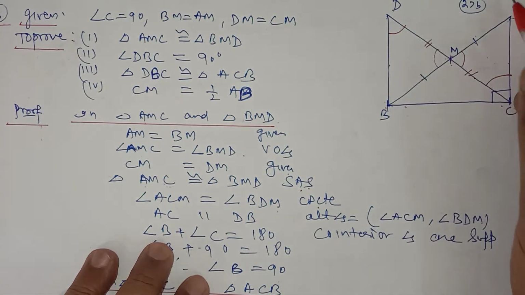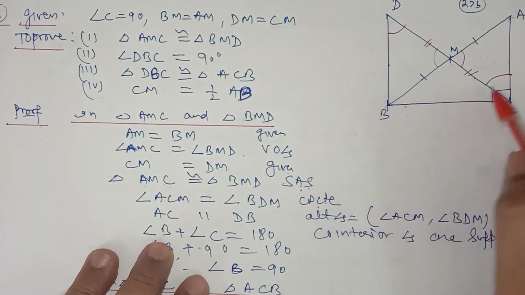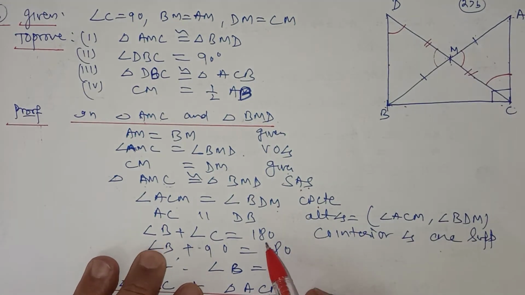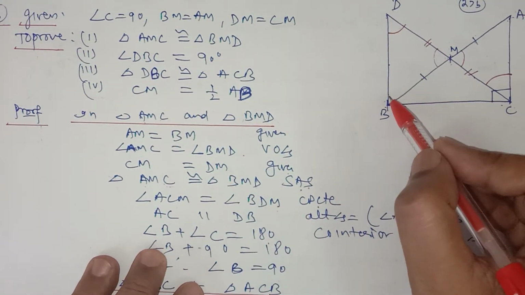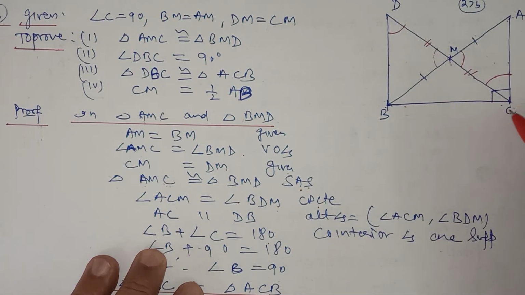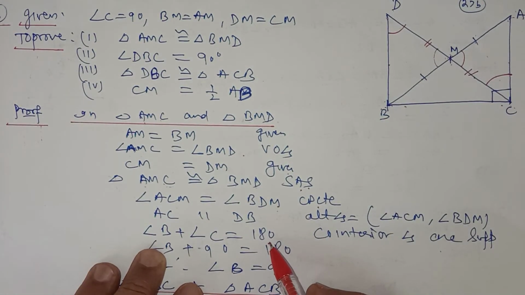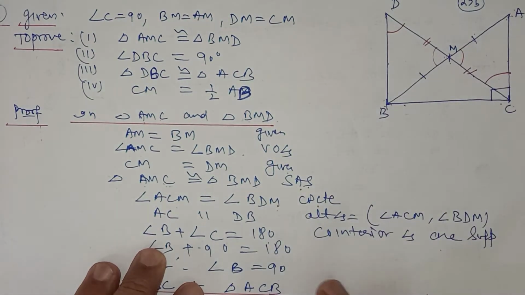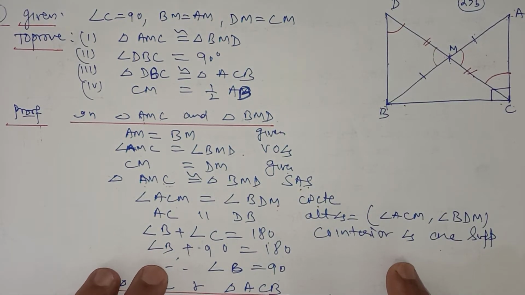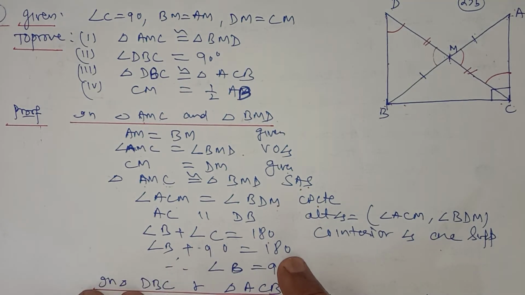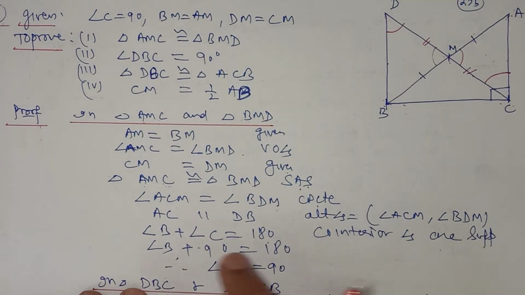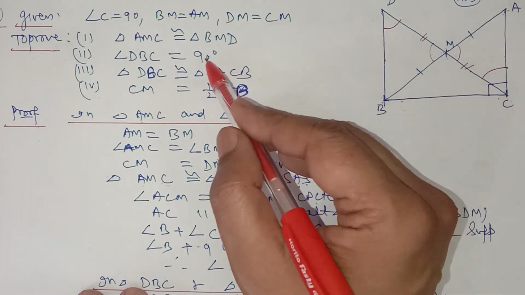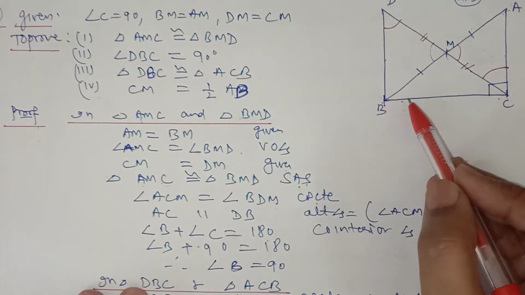Now because these lines are parallel, angle B and angle C will be co-interior angles, and they will be supplementary. This angle DBC and ACB, their sum will be equal to 180 degrees, because these two lines are parallel and their co-interior angles are supplementary. Now it is given that angle C is equal to 90 degrees. Therefore angle B is equal to 180 minus 90, that is angle B is also coming out to be 90 degrees.